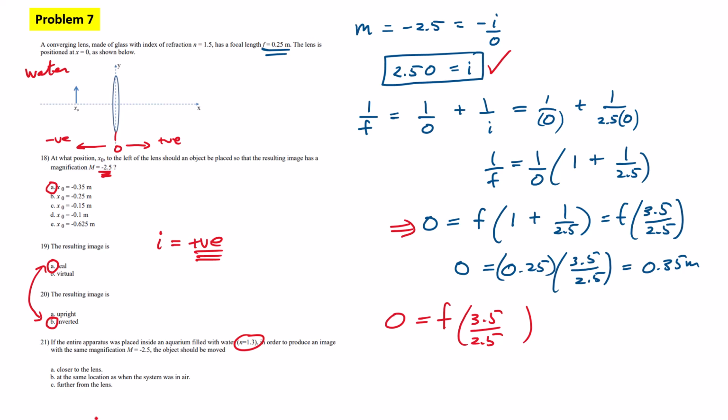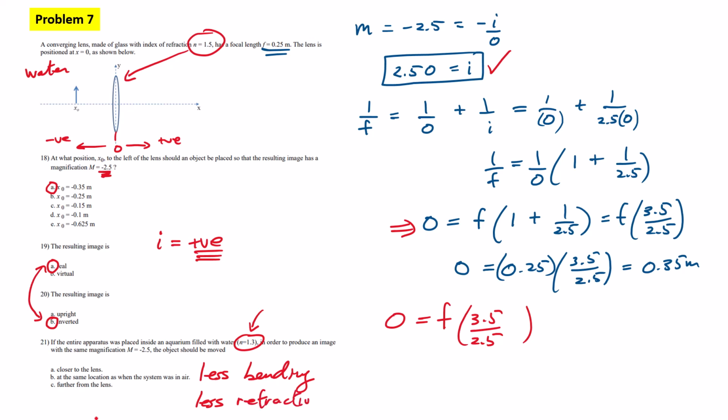So where should the object be moved? Should you move it closer to the lens, about the same location, or further from the lens? Well, what is the effect of having everything placed inside water? You're increasing that index of refraction, which means that the difference in the index of refraction between the lens and the water is smaller. This means there will actually be less bending of the light. There is going to be less refraction of the light.